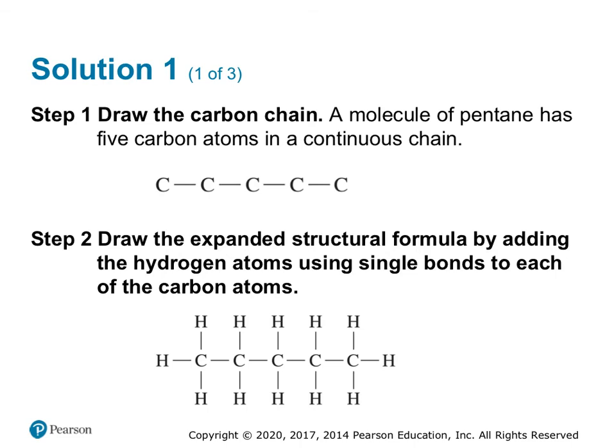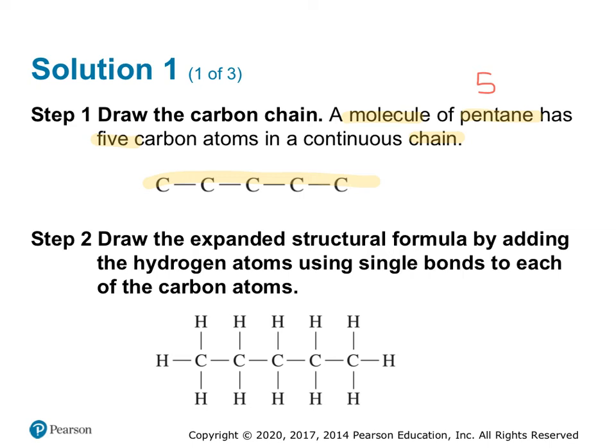So here we're going to draw a molecule of pentane. Pentane, of course, penta is 5. So to begin with, you want to draw out 5 carbon atoms in a continuous chain. So just like this, 1, 2, 3, 4, 5, a single bond in between each carbon atom.